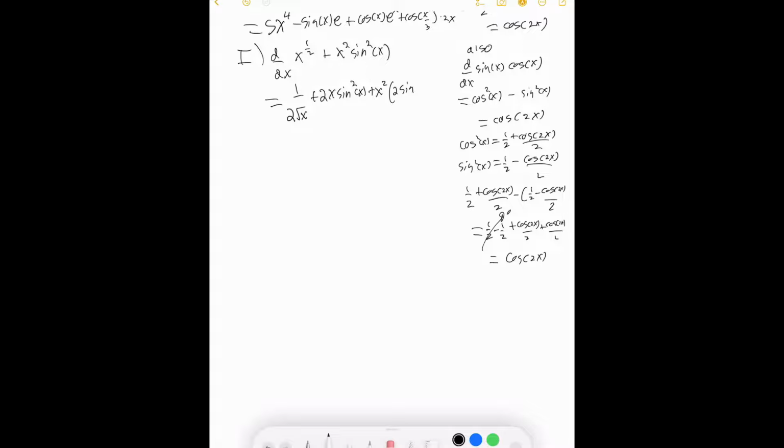and then the derivative of sine squared of x is 2 times sine x times the derivative of sine x, which is cos x, and we've gone over this a bunch of times, that 2 sine x cos x is equal to sine 2x, so this is all going to come out to 1 over 2 root x plus 2x sine squared x plus x squared sine 2x.